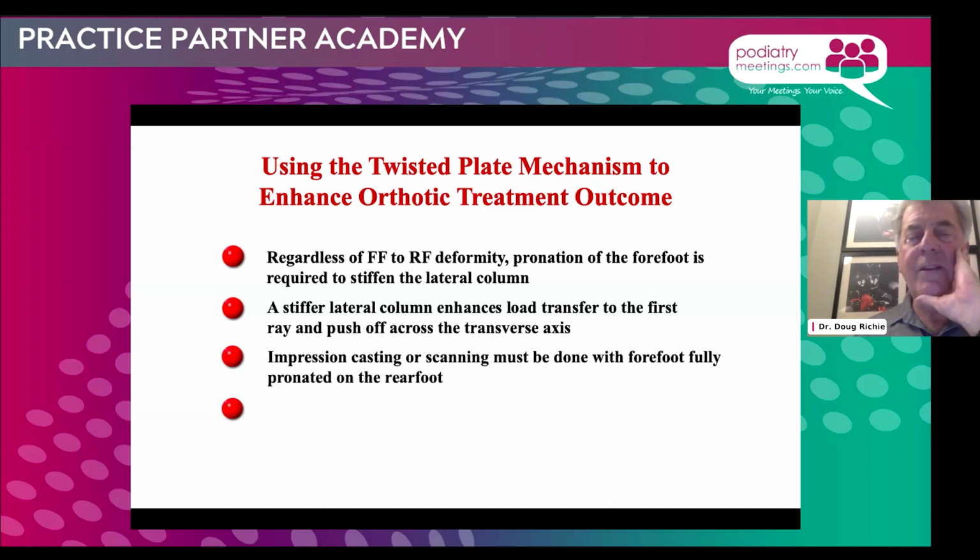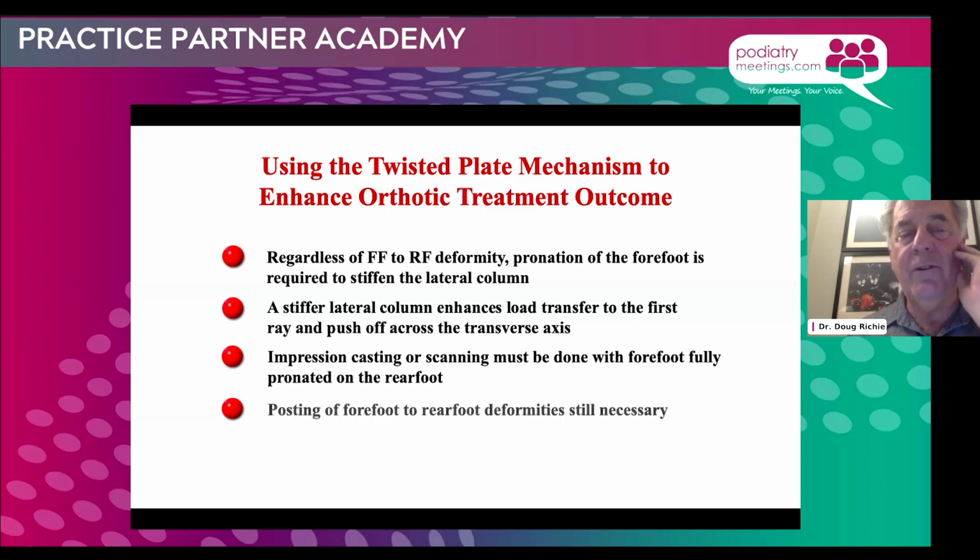Therefore, we need to start with impression casting or scanning of the foot when the forefoot is fully pronated on the rear foot. We must capture that shape in the orthotic foot plate or the foot plate of the Ritchie brace to gain that benefit of a locked and stable lateral column and calcaneocuboid joint. Positioning of the forefoot to rear foot is then carried out, and posting the forefoot to rear foot deformities are carried out by the lab based on that impression cast.